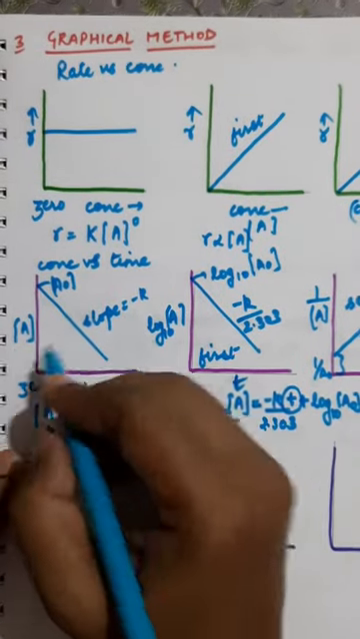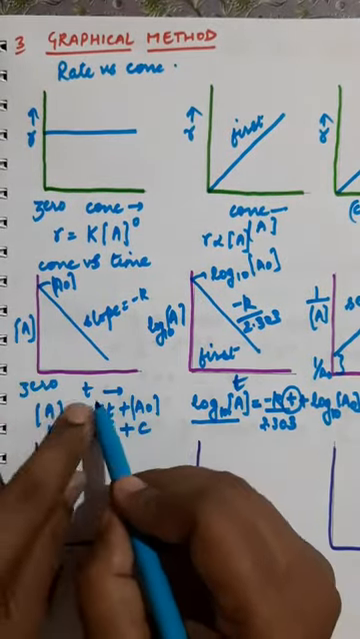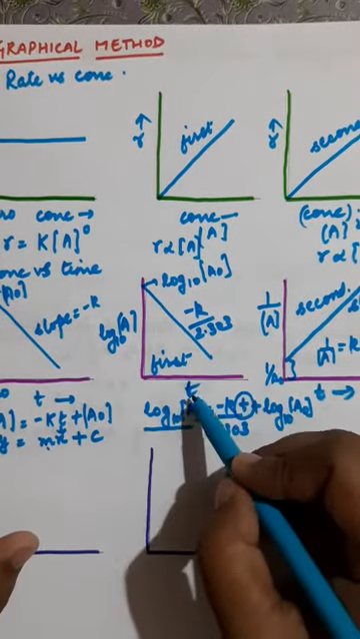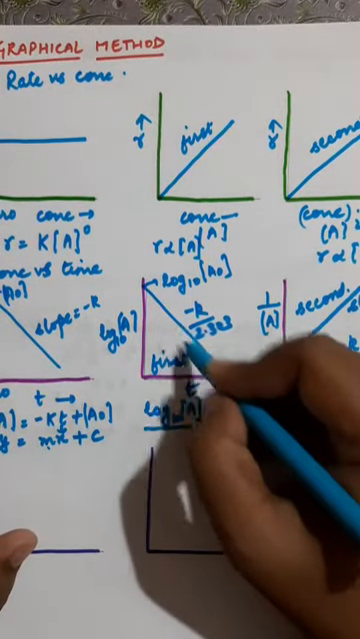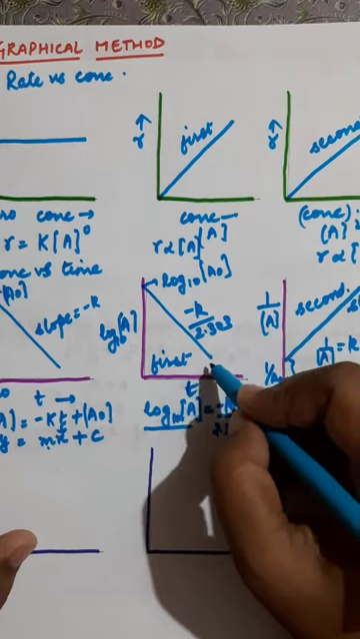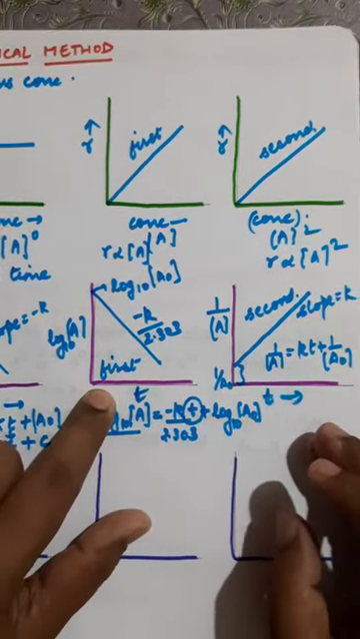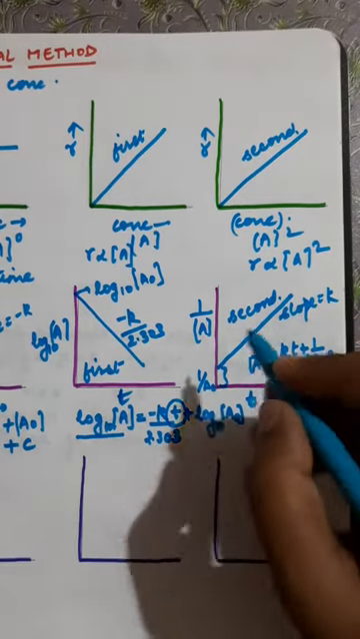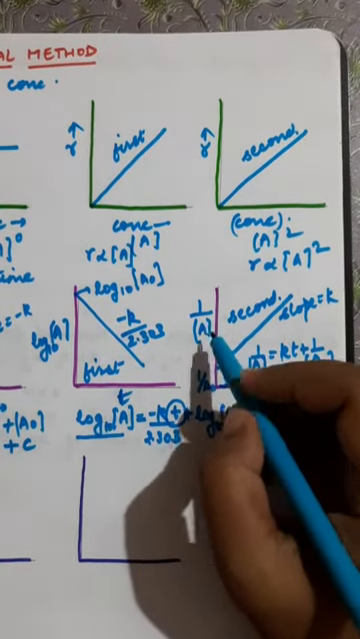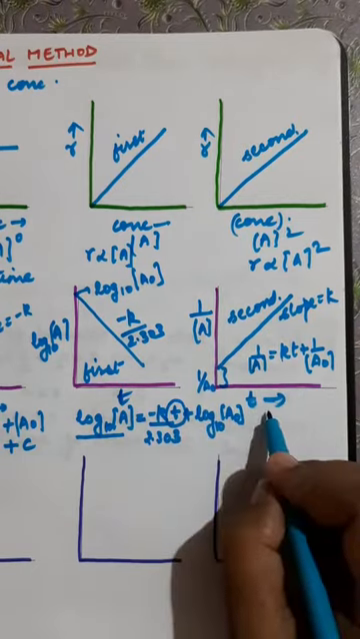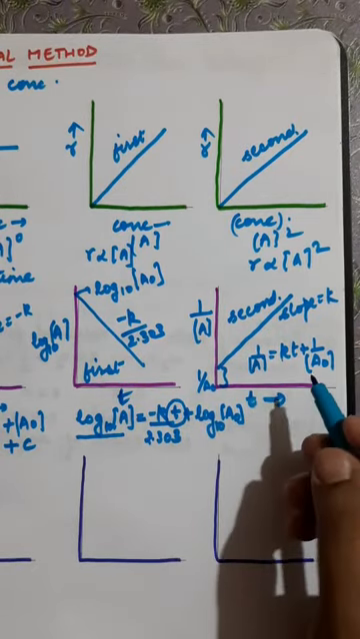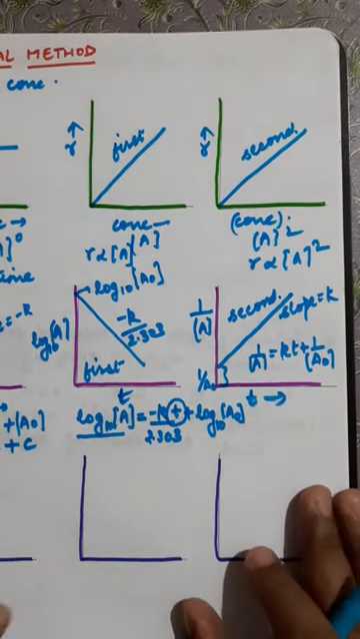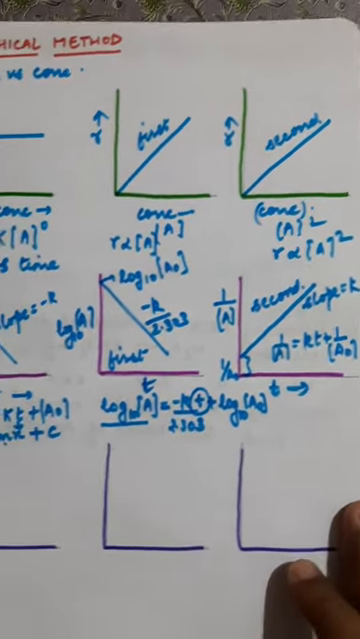It is a straight line graph when plotting A versus time, or log A versus time. If a straight line is obtained with a negative slope, it is a graph for a first order reaction. If you are obtaining a straight line having positive slope, by plotting 1 upon concentration versus time, you will get a graph for a second order reaction. So by looking at the graph, you can identify the order of the reaction.